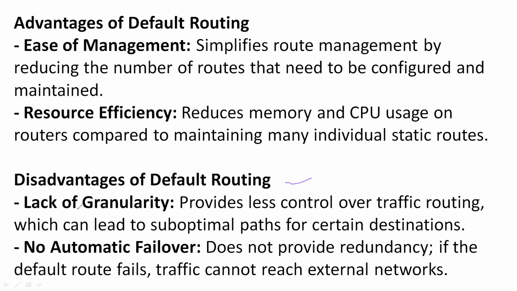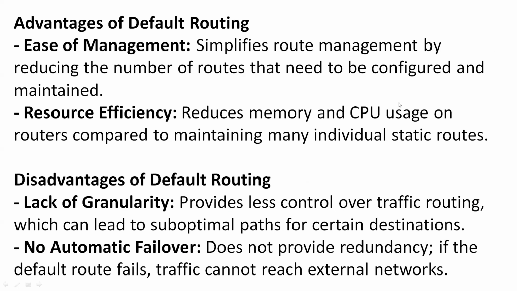The lack of granularity: it provides less control over traffic routing. That means any user connected to any network can forward or receive data, which can be uncertain. There is also no automatic failover. It does not provide a redundant path, because it is already configured on the last or endpoint router, so redundancy is not possible in that case.